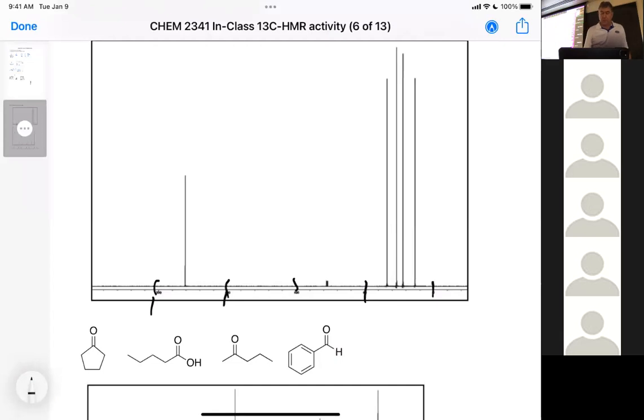Okay, so that kind of answers our question now. Which of these compounds is a carboxylic acid? Okay, well, it's this one right here. So it's probably this, but let's predict how many peaks that one would have.